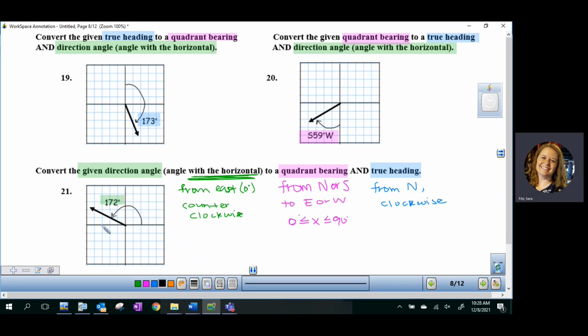So what I need to do first is figure out, what is the reference angle here? If this is 172, I know this is 180, right? So this reference angle is 8 degrees, isn't it? So I'm going to use that to help me get my true heading. From the north clockwise to this vector is going to be 1, 2, 3 quadrants. So that's 270 plus that 8, right? So that's 278.